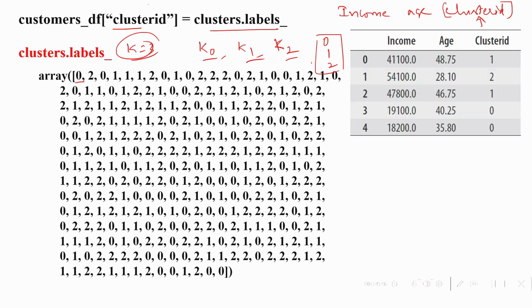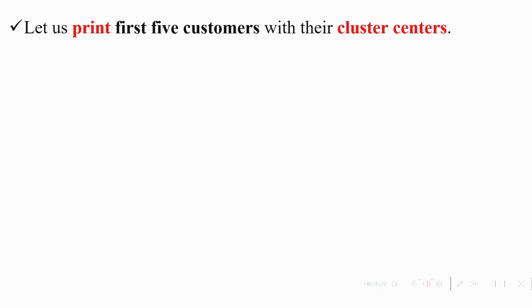Now see this. This is the initial income and the corresponding age of the person. If these features are there, then the corresponding cluster ID is 1. If the income is a high value and the age is a low value, the corresponding cluster is 2. For 47,800 income and age 46, the corresponding cluster is 1. If the income is very high and the age is also somewhat high, then the cluster is 0. Like that we form the different clusters.